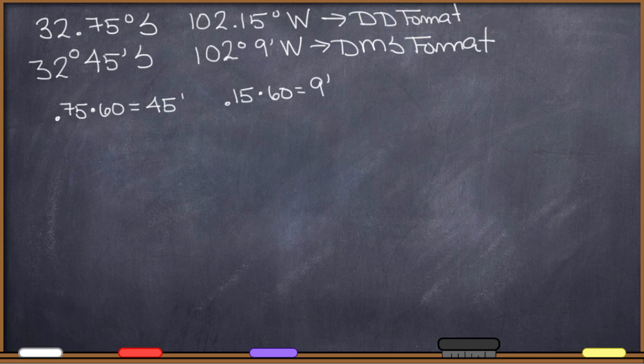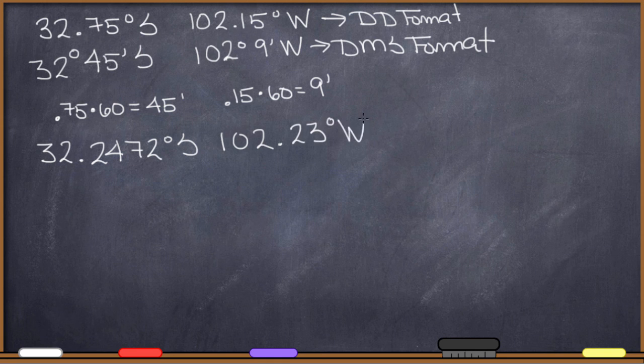Let's do one with the seconds involved, so we have one more step to do. Let's say that instead, maybe we had 32.2472 degrees. We'll make it south again, and then maybe we've got 102 point, I don't know, let's say 0.23 degrees west. So here are our coordinates. This is definitely decimal degree format. Let's convert. Well, I'm going to pull down my whole numbers. So I got 32 degrees here.